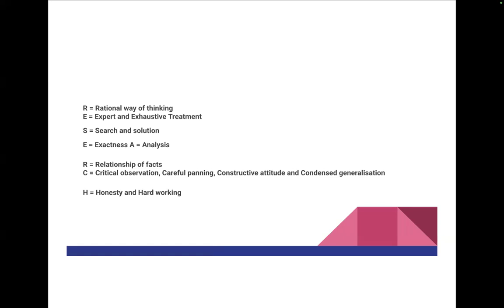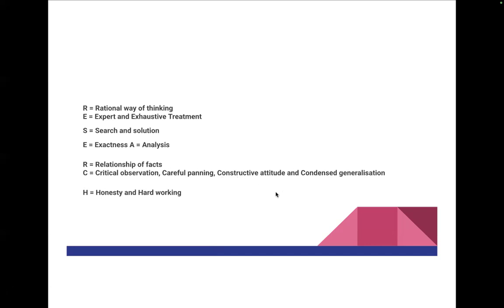R stands for relationship of facts. C stands for critical observation, careful planning, and this should be planning, so you can correct it. Then constructive attitude and condensed generalization. Then H stands for honesty and hardworking. So Cook has outlined this definition in a very good way. He has included everything that can be included in the definition by the letters of the word research.